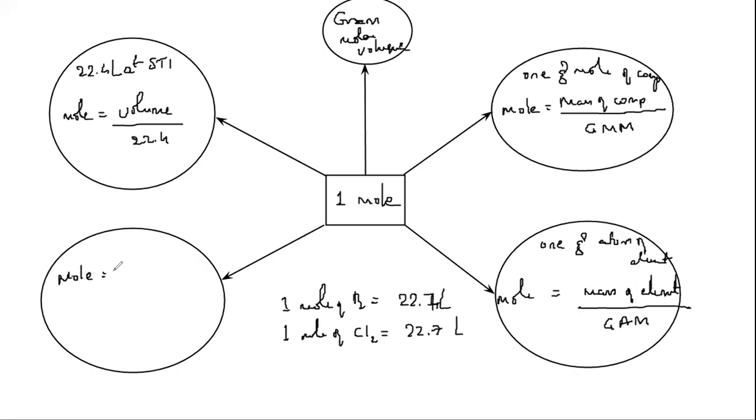mole is equal to number of particles divided by Avogadro number. Please do remember all these formulae. Number of particles divided by Avogadro number. So if they give you some moles and ask you to calculate, it is nothing but this. This is all about the mole concept.